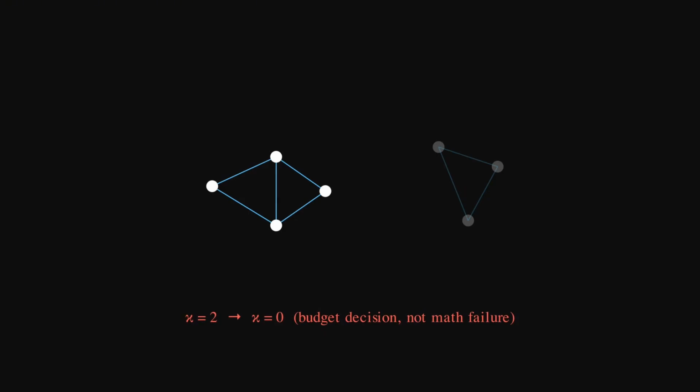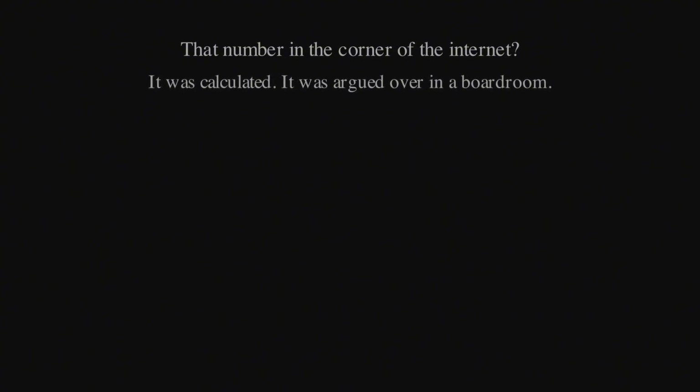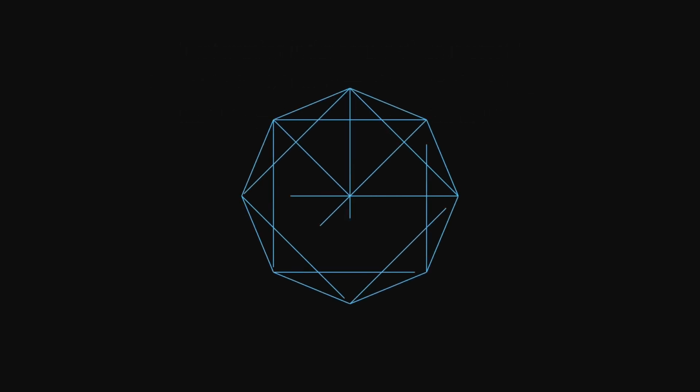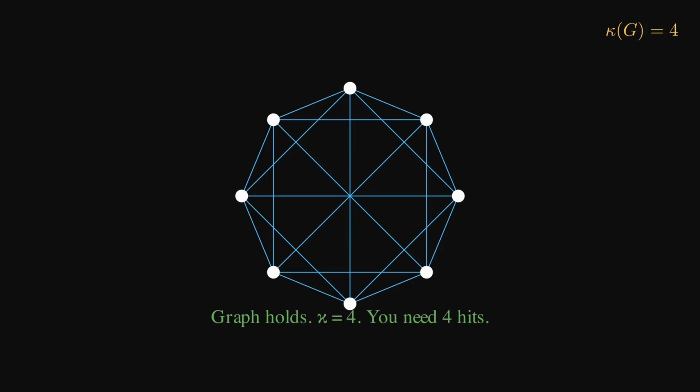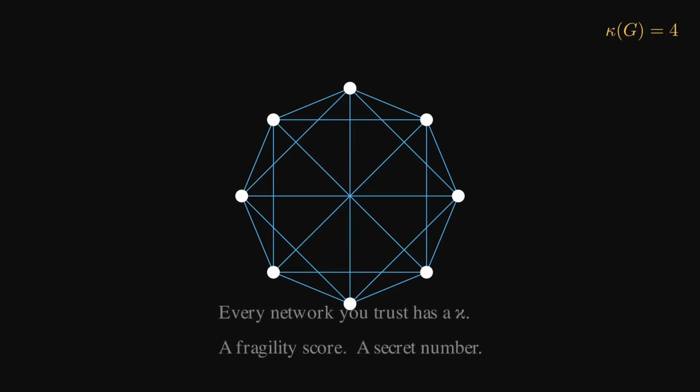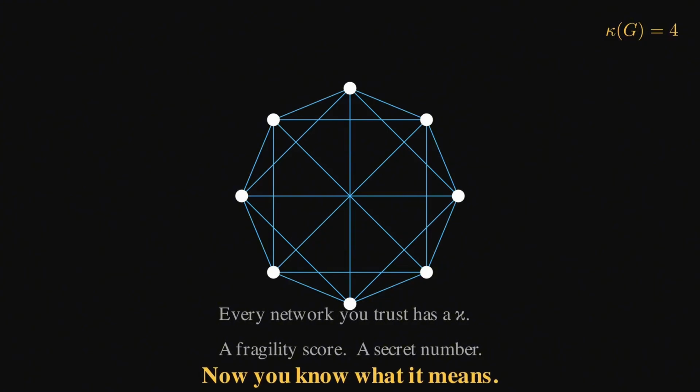Graph theory doesn't just describe networks, it predicts exactly where they break. That number, it was calculated, argued over. It was Carl Menger's question from 1927 about paths and cuts and the exact cost of resilience. Every network you trust with your life has a kappa, a fragility score, a secret number. Now you know what it means.